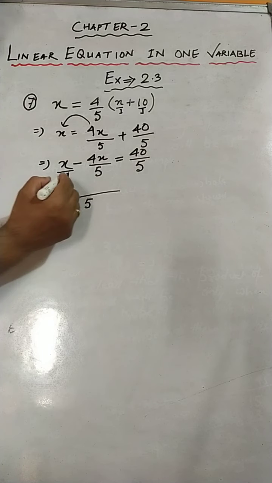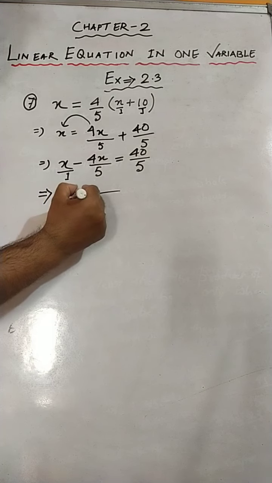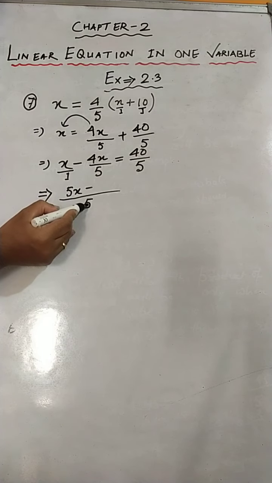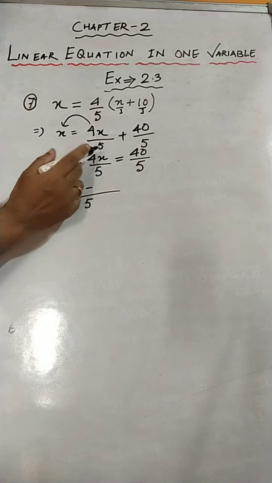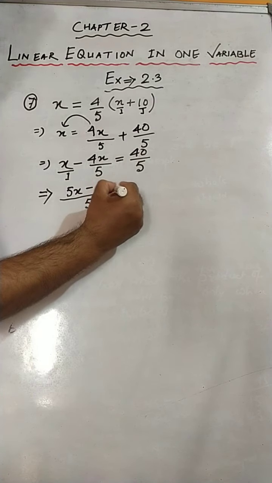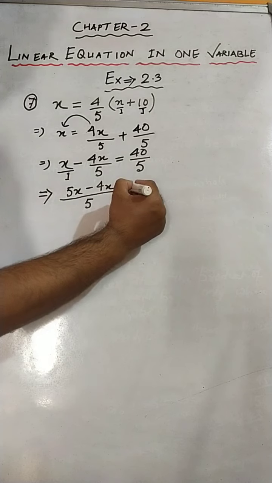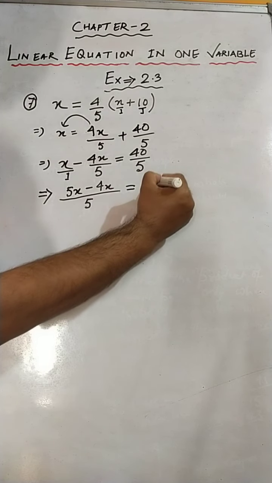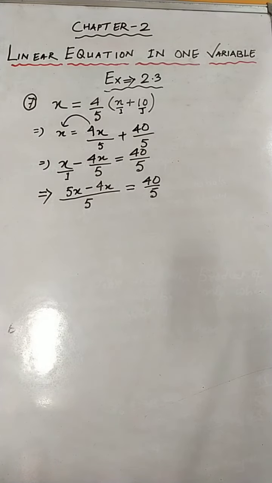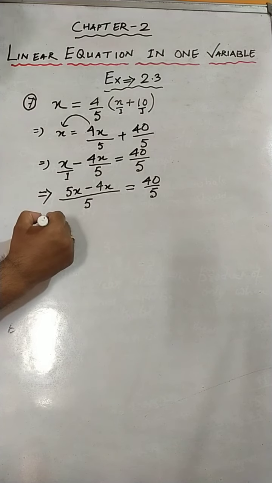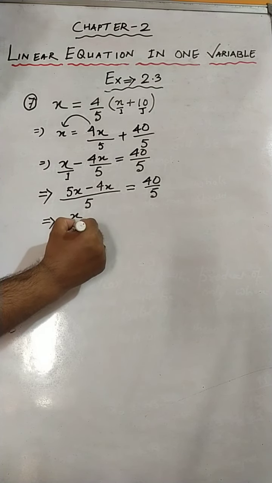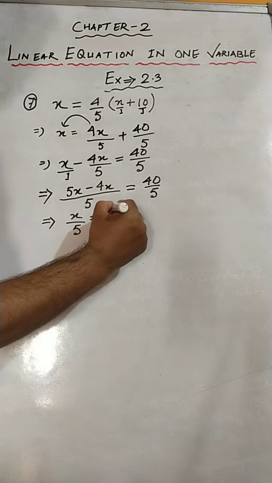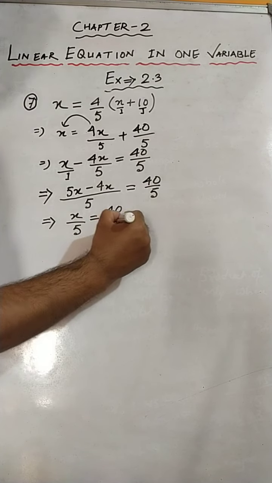So 5 into x will get 5x. When we divide this 5 with this 5, we'll get answer as 1. 1 into 4x will get 4x, isn't it? Now that would be equals to 40 on 5. Now let's solve this. 5x minus 4x will get as x by 5 equals to 40 by 5.